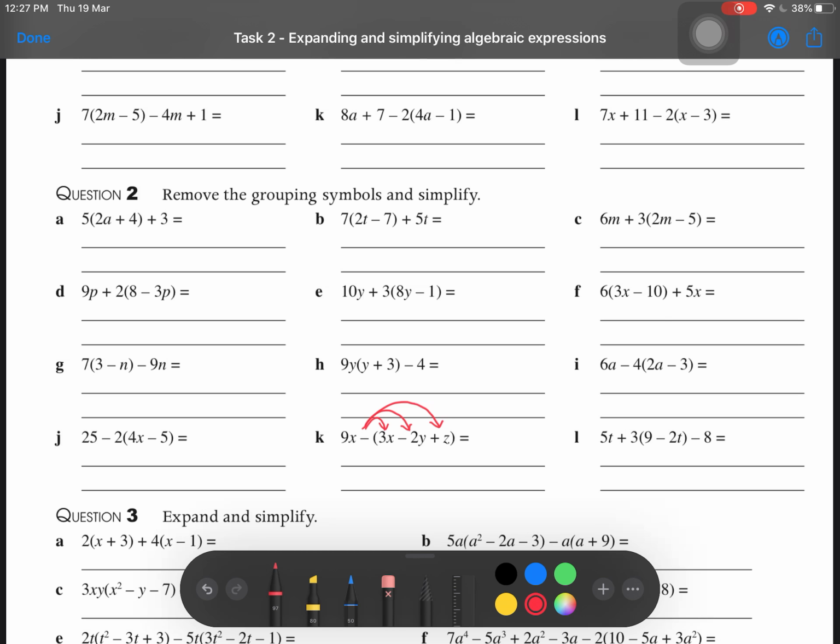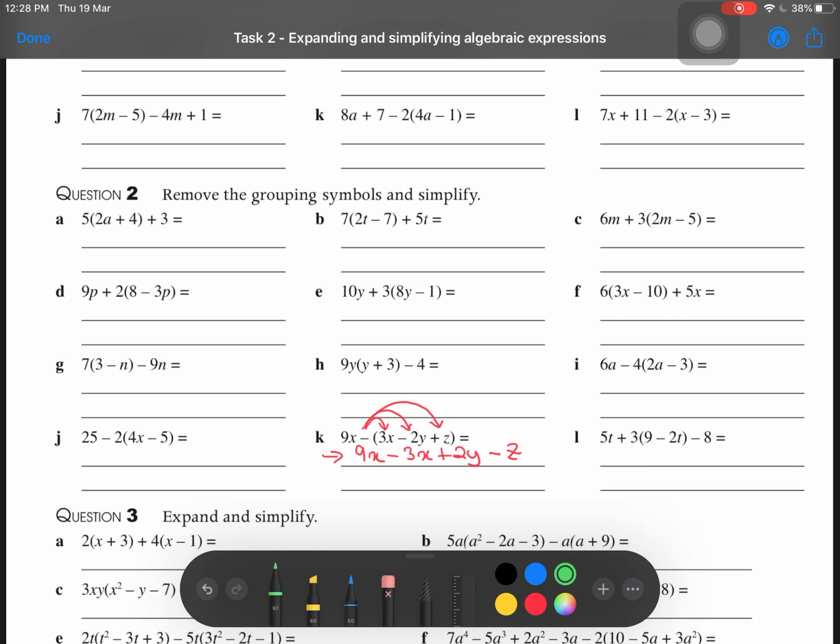Okay, what do we do with 9x? 9x has nothing to do with everything, so we just copy and paste. I just put 9x already, and then negative times 3x is -3x. Negative times -2y, that's positive 2y. And then negative times z is minus z.